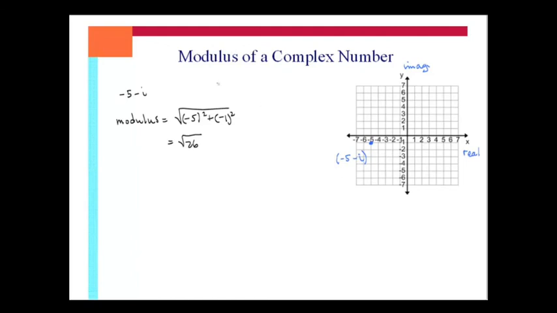The modulus then represents the length from the origin to that point. We can see that the Pythagorean theorem is used. 1 is the length of the side here, or -1, and 5 the length here. So we do -5 squared plus -1 squared, which produces the modulus, the square root of 26. Again, that represents the length of the vector here at the position -5, -1.